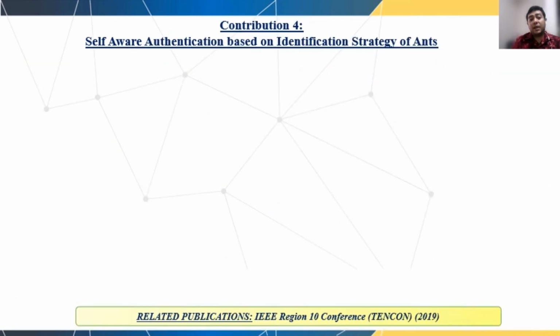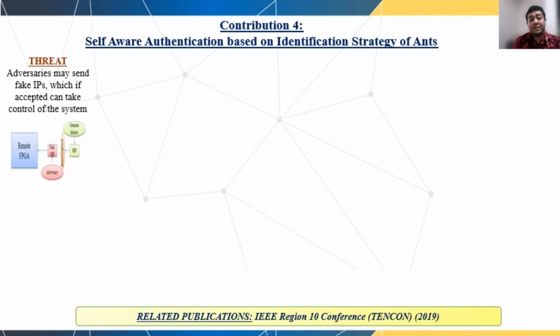Our fourth contribution lies in generating a self-aware authentication mechanism based on the identification strategy of ants. So our system over here is essentially a remote FPGA platform where the hardware IPs need to be sent from a distant source, and the threat is that adversaries may intercept the IPs during transmit and send fake IPs to the remote FPGA platform, and if these fake IPs configure the remote FPGA platform, then the control may pass on to the adversary.